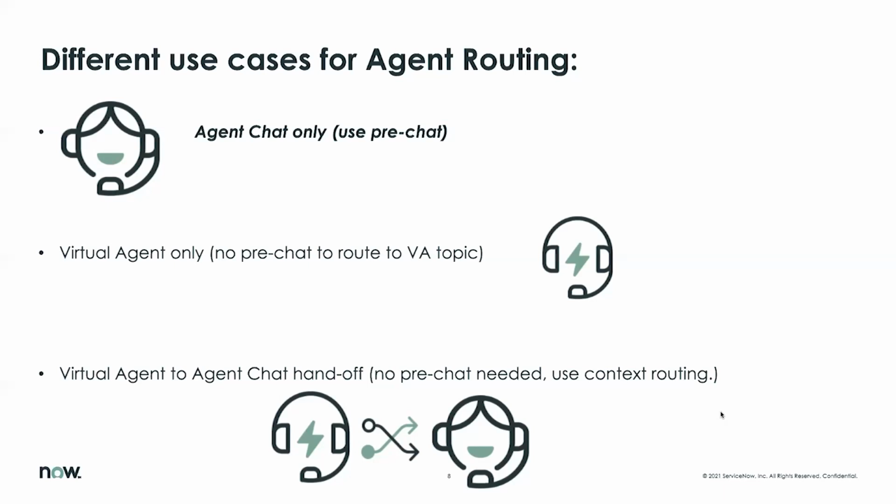It totally depends on your business use case, but for best practices, always use context routing based on what context the VA is handing off to the live agent. And based on their capacity, availability and the skills assignment rules, it will be assigned to the right agent in the queue. Next slide, please.